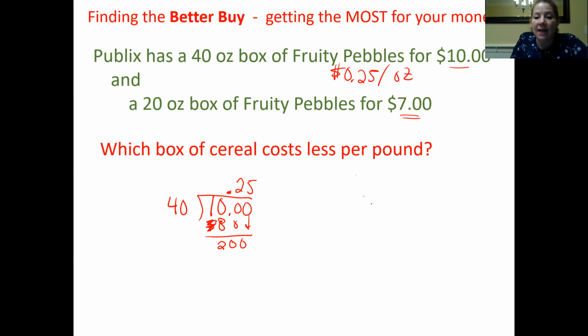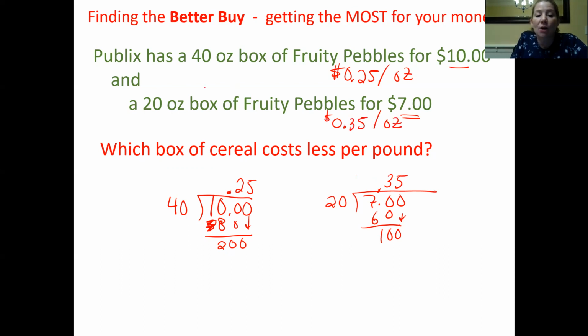And now let's divide our $7 box by 20 ounces. Well, 20 won't go into 7, but it'll go into 70 3 times. So 3 times 0, 3 times 2, we get a remainder of 10. We'll bring down a 0, and then 20 will go into 100 5 times. So we're paying 10 cents more per ounce for the smaller box.